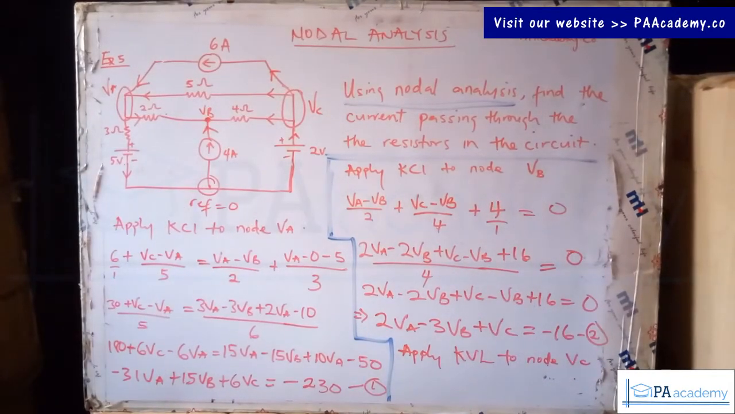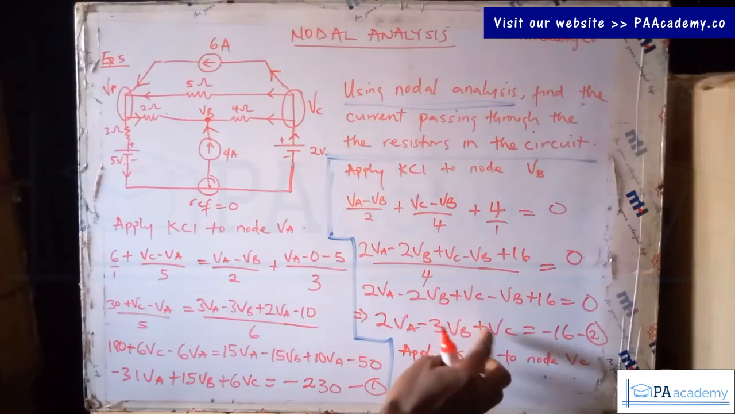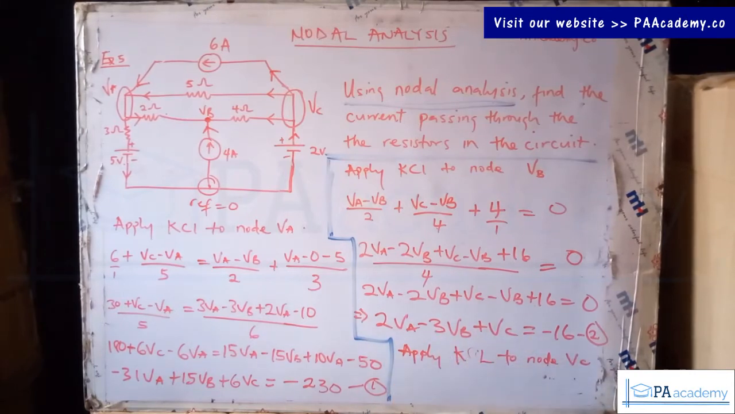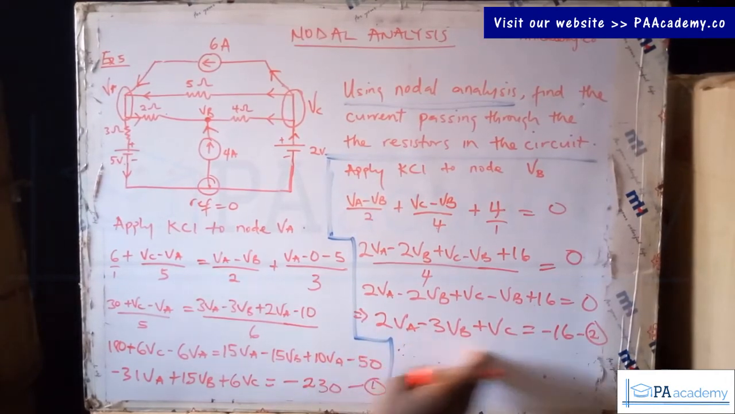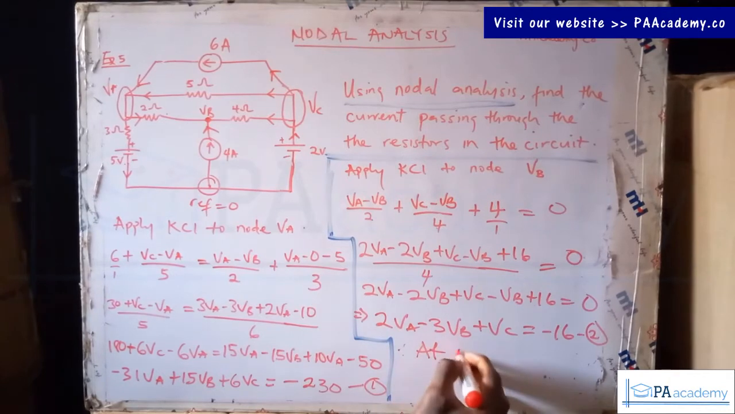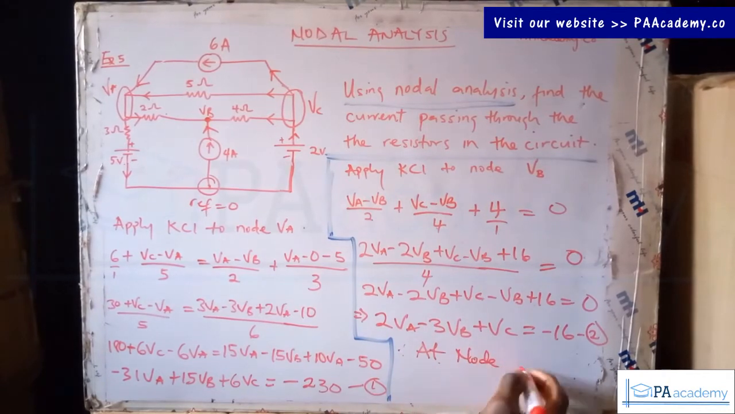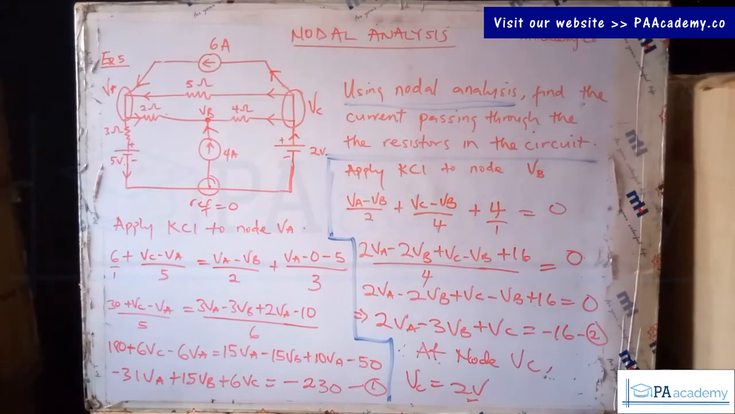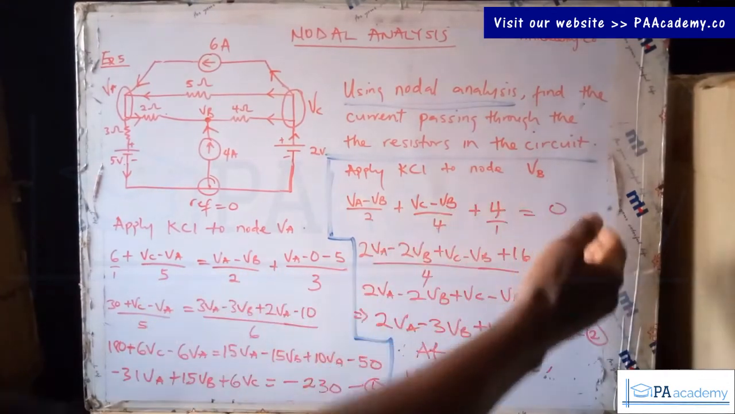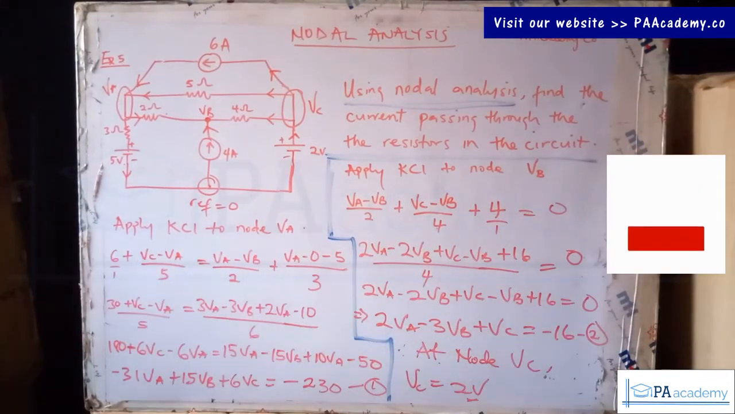So what that means is that, sorry, this should be KCL. Or let me just say, without even applying anything, at node VC, the voltage there, VC, is equal to what? 2 volts. You can see we don't need to do any calculation again. We don't need to start going through all these calculations. It saves our time and makes our work much easier.